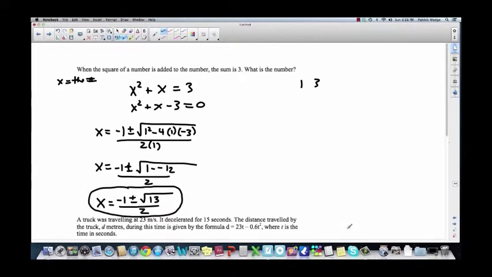How many answers is there? Two. Negative 1 plus root 13 over 2 and negative 1 minus root 13 over 2.